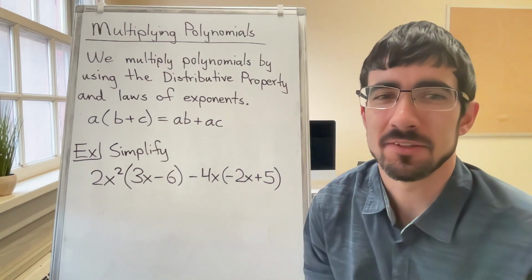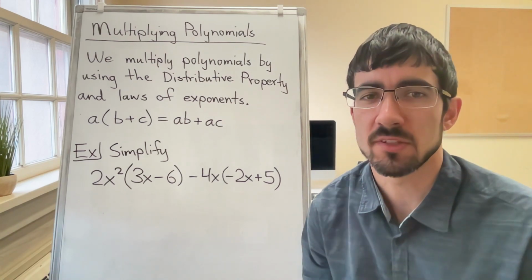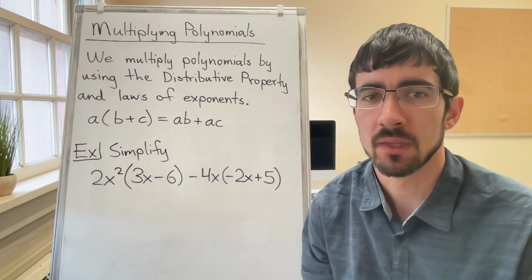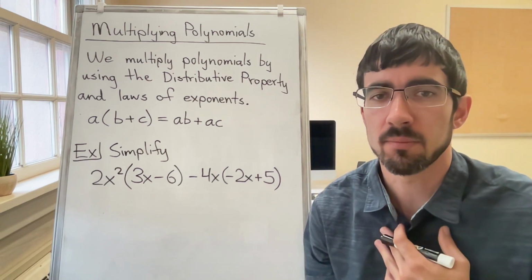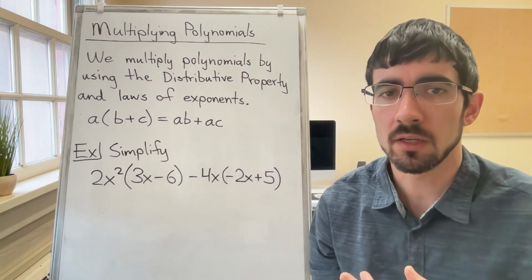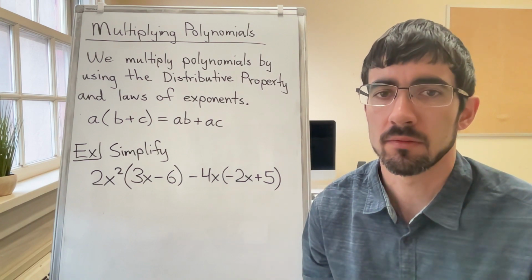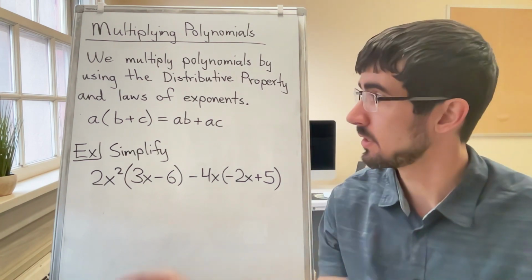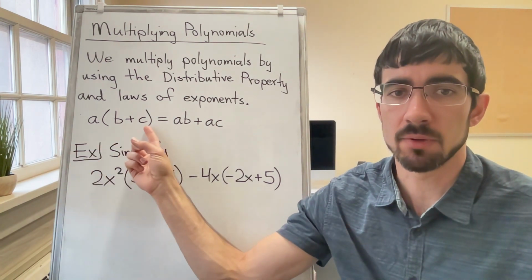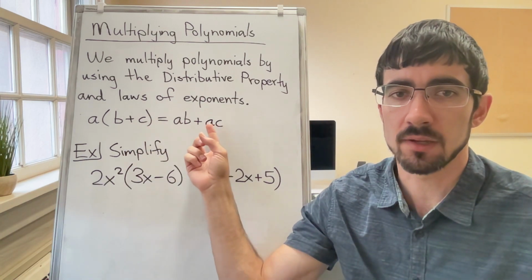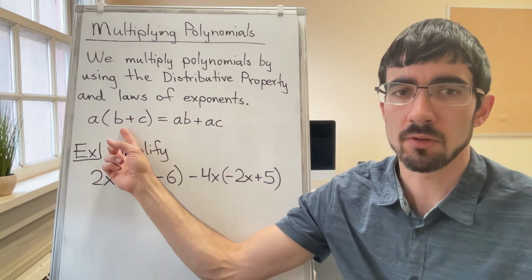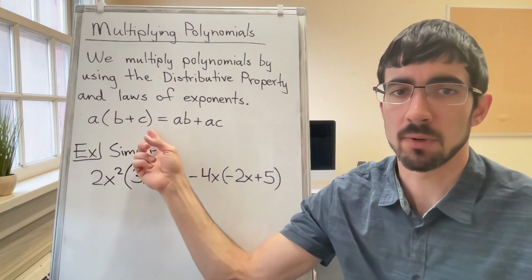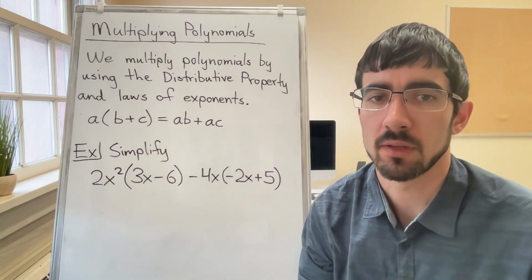In this video, I want to look at some examples of multiplying polynomials. We multiply polynomials by using the distributive property and laws of exponents. The distributive property just says a times (b plus c) equals ab plus ac. It means you distribute the multiplication term by term inside parentheses.